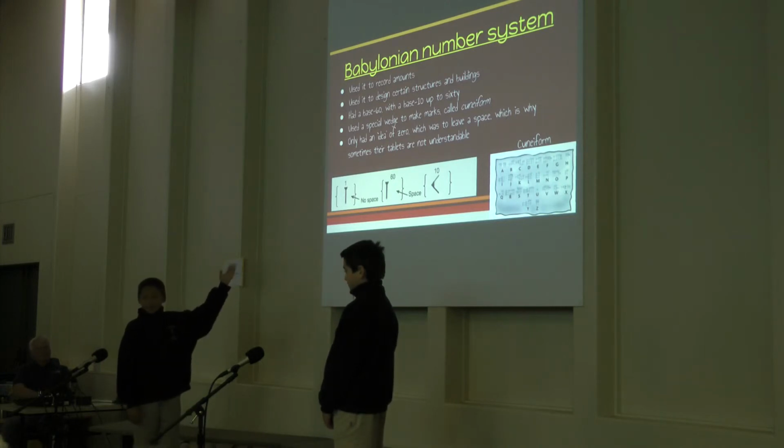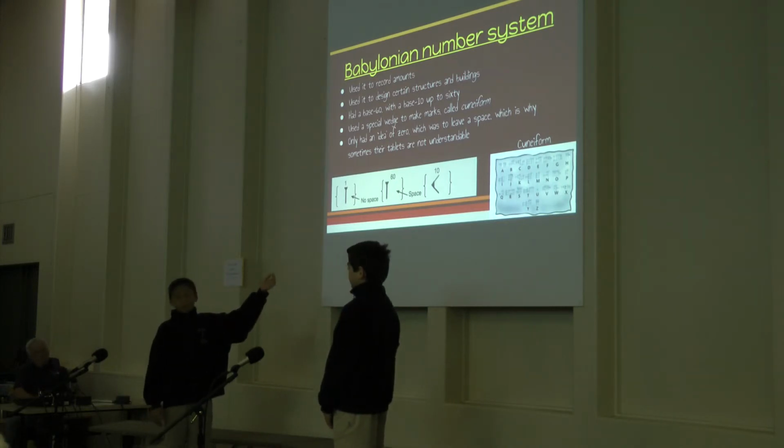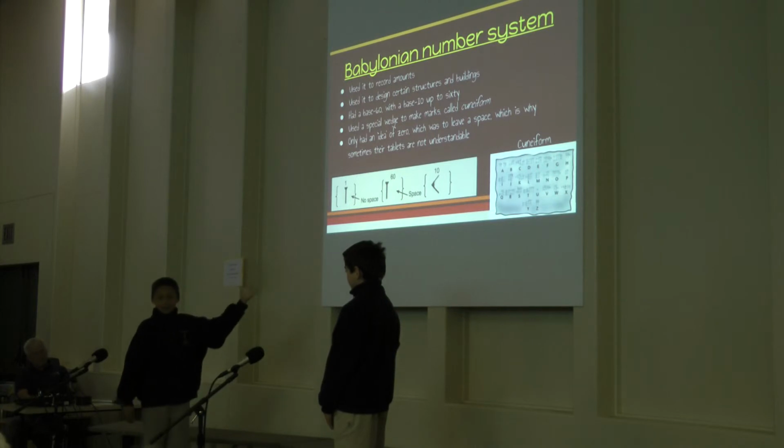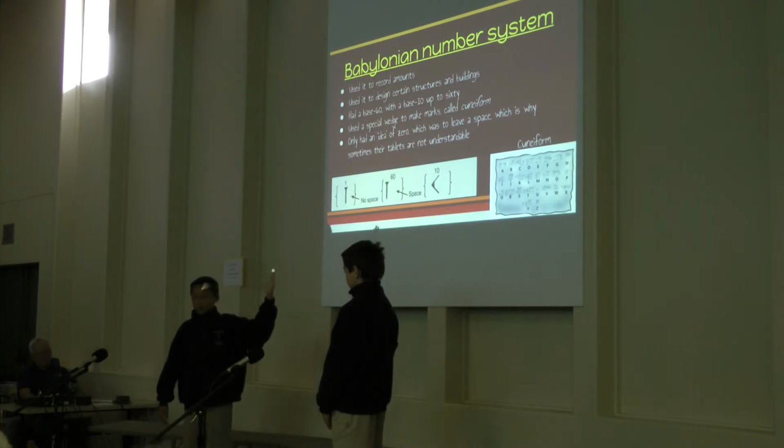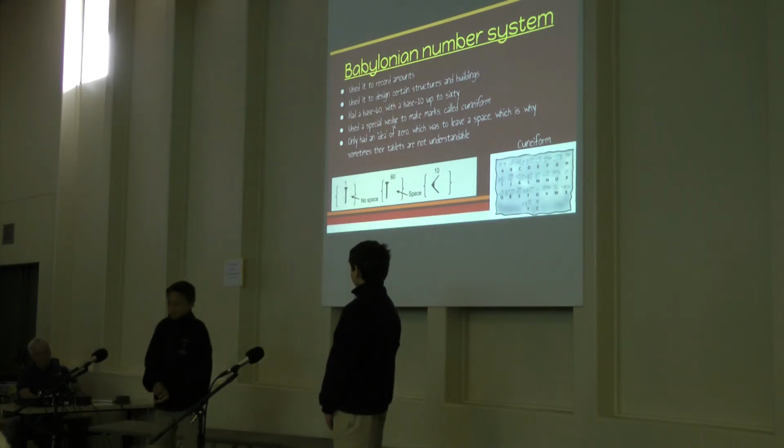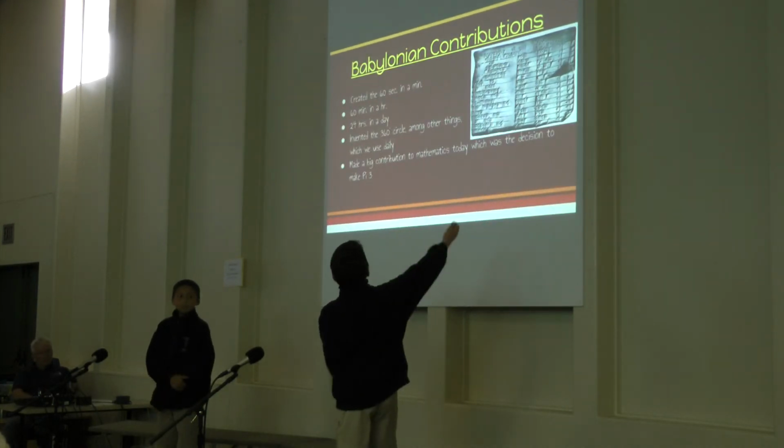Here, there's 1 and 60. The 60 is more pushed to the left, and the 1 is in the middle. That's 10. The cuneiform is their alphabet. That's one of the tablets.